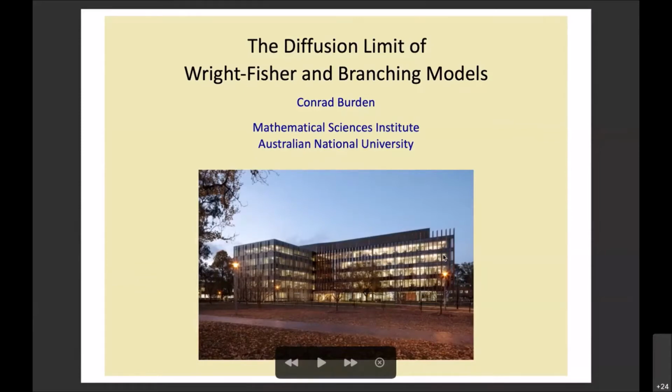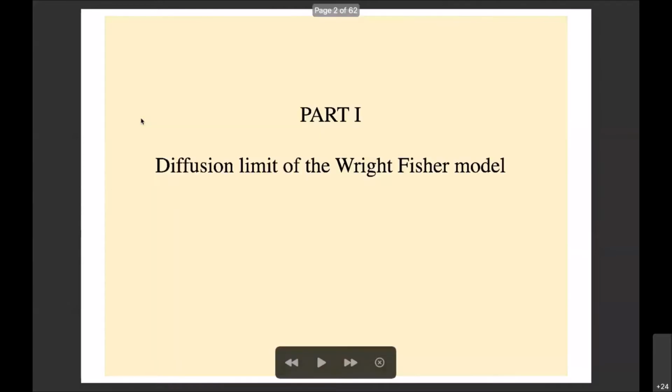So let's have a look at the talk. I'm going to talk about diffusion limit of Wright-Fisher models, definitely. Whether I get to the branching models or not will depend on how fast I go through this. So we'll see. I'll definitely do the first part on the Wright-Fisher models. Part one, the Wright-Fisher model.